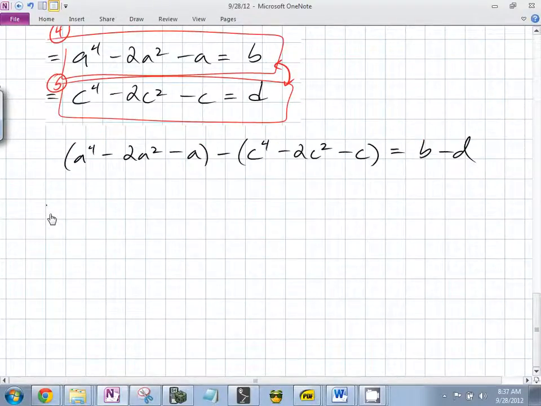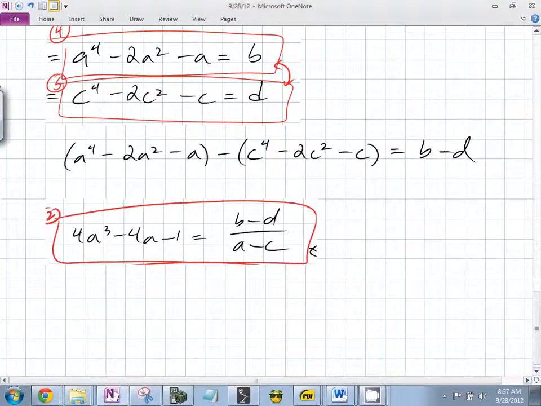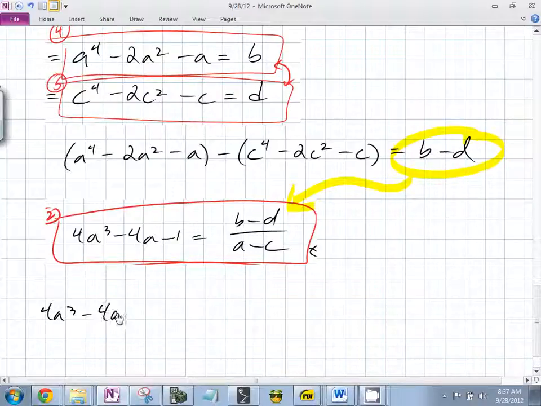So we're taking our relationship that we just found from here, and we're plugging it in right there. So what do we end up with? 4a cubed minus 4a minus 1 is equal to... I'm going to pair this a little differently. That's a to the 4th minus c to the 4th. Right?